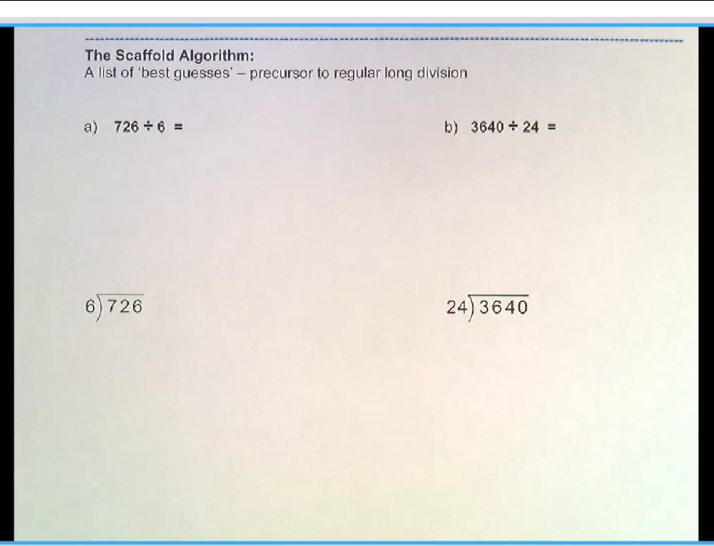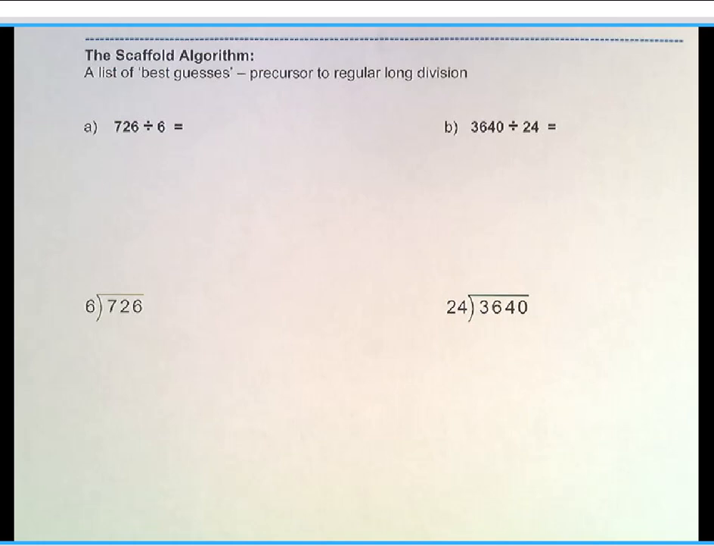I'm going to show you a way to divide called the scaffold algorithm, and you may not have ever seen this before. You may not have realized there was another way to divide besides long division, but it turns out that there is. So I like the scaffold algorithm because it's kind of like long division for people who aren't perfect. And I feel like that kind of fits all of us.